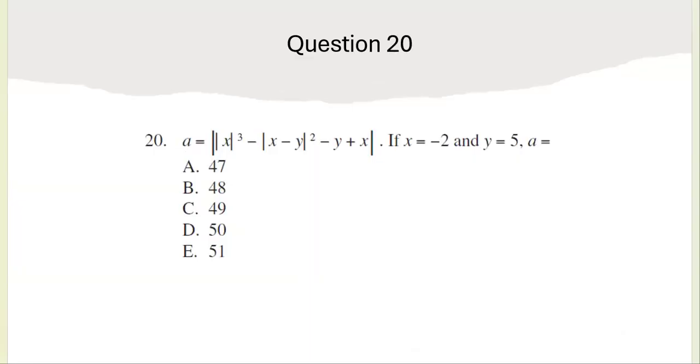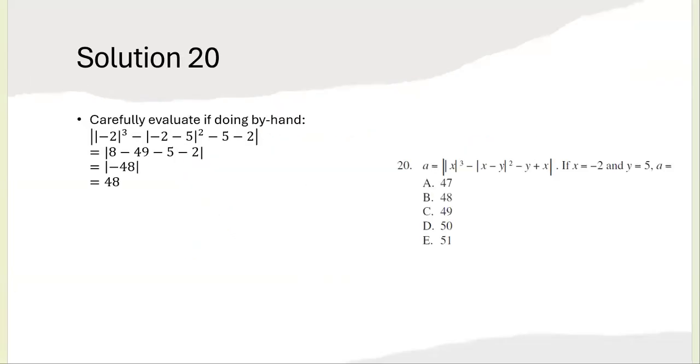Number 20, we have A is equal to this absolute value expression. X is minus 2, Y is 5, and A is equal to what? If you have the calculator, I would just store these as variables and then carefully type this in. Otherwise, doing it by hand is not too bad either. You would get 48. You just plug in literally.